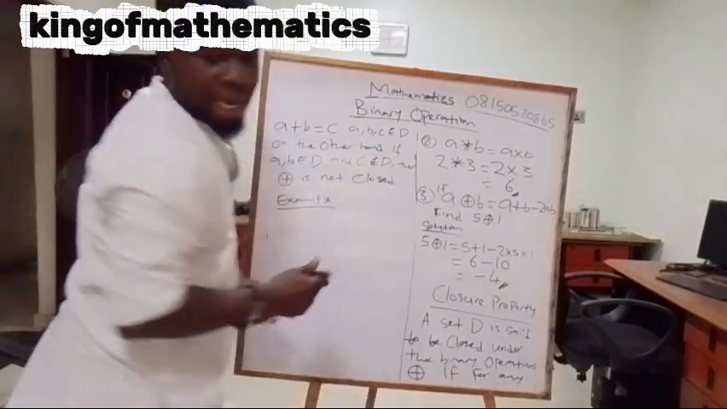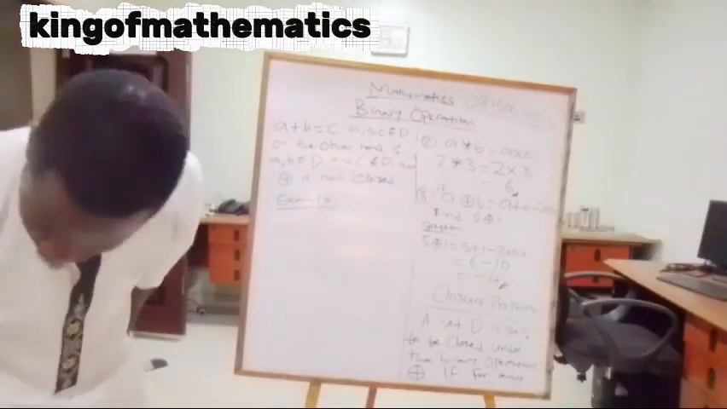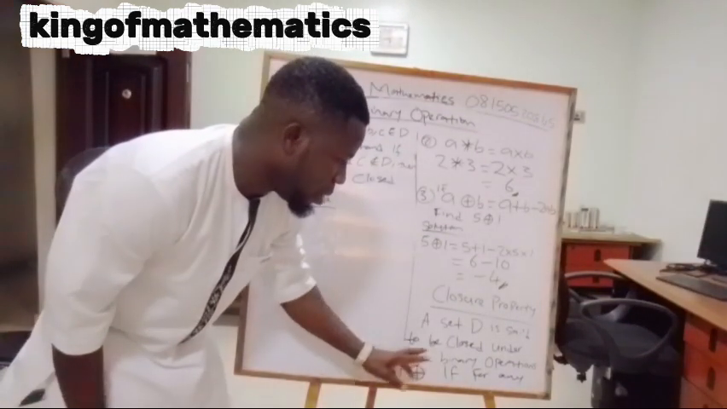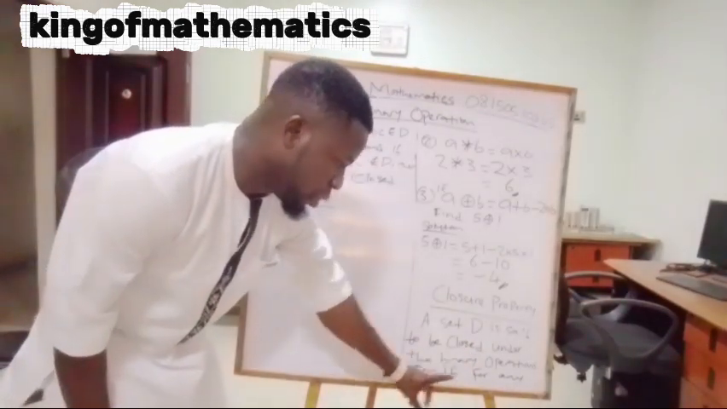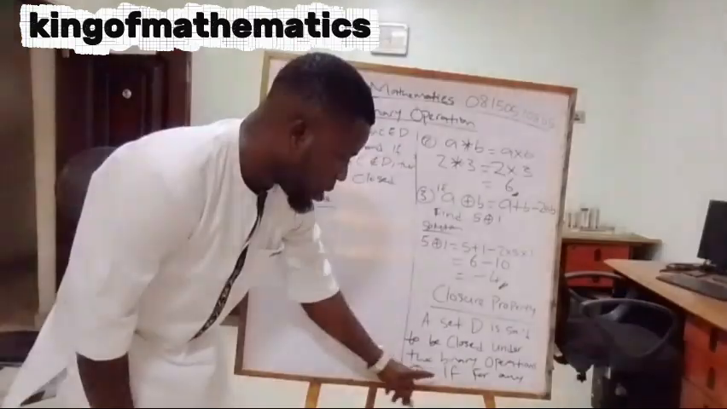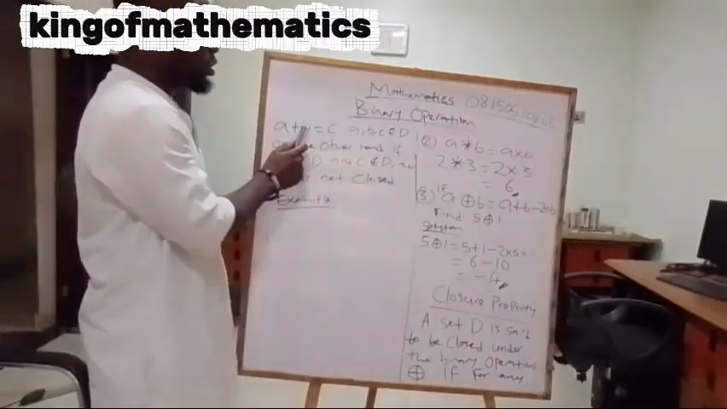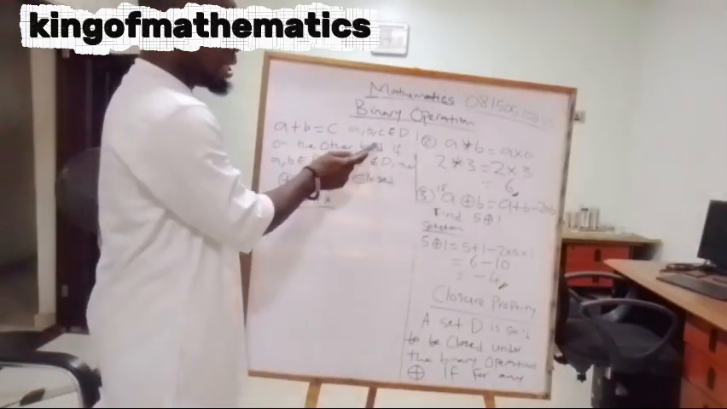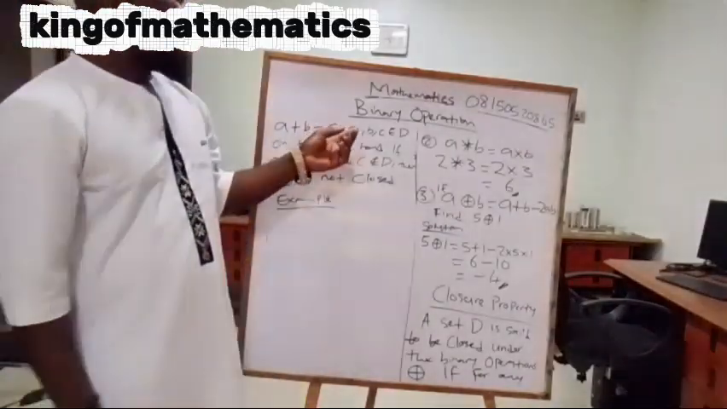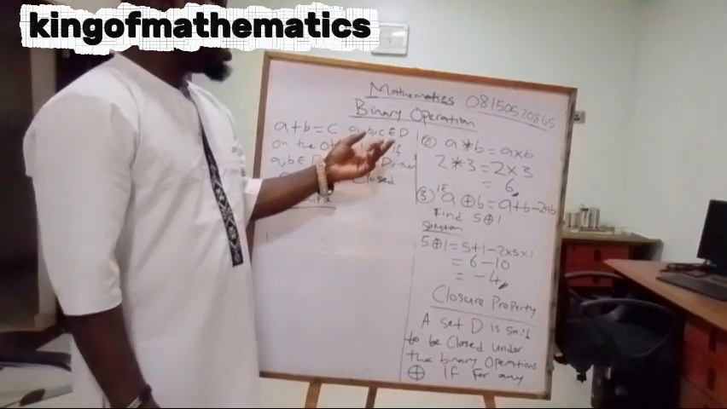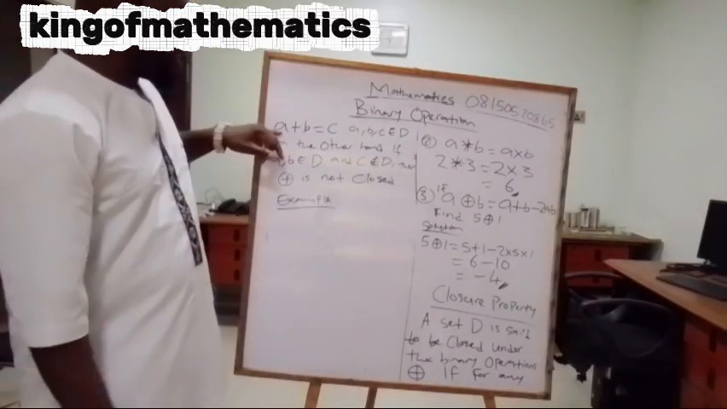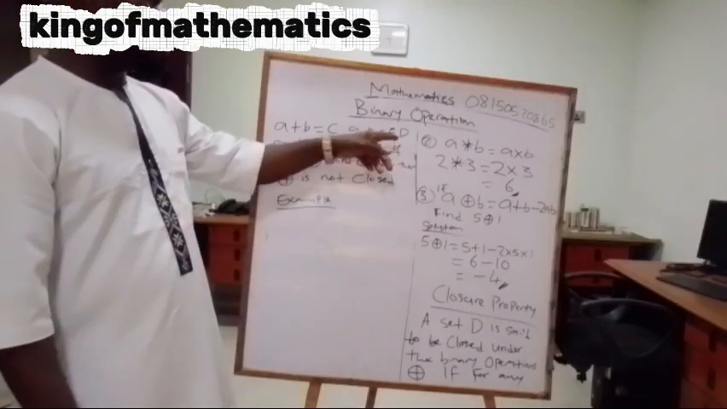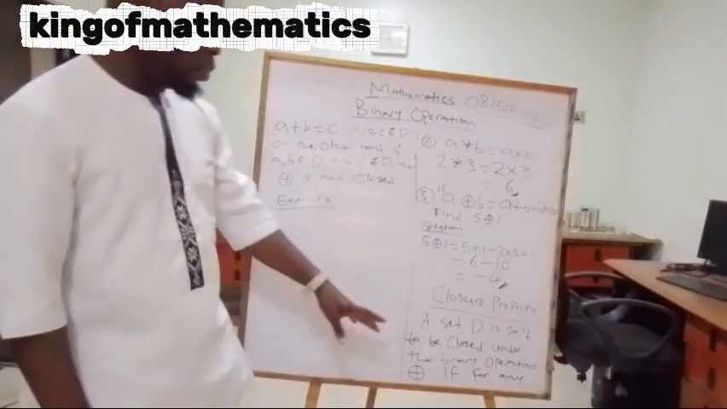Before I start the example, let me quickly explain what I wrote here. I said a set D is said to be closed under the binary operation if for any A operation B equals C, A, B, C are elements of D. That is, you can find A, B, and C inside D. If you can find them as elements of D, you will be given a set for D.